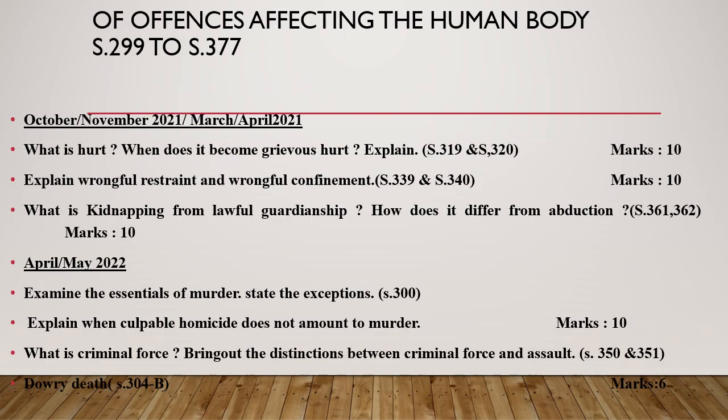Of offences affecting the human body, section 299 to section 377. In this concept, very important questions are: what is hurt? When does it become grievous hurt? Explain. Explain wrongful restraint and wrongful confinement. What is kidnapping from lawful guardianship? How does it differ from abduction? Examine the essentials of murder. State the exceptions. Explain when culpable homicide does not amount to murder.